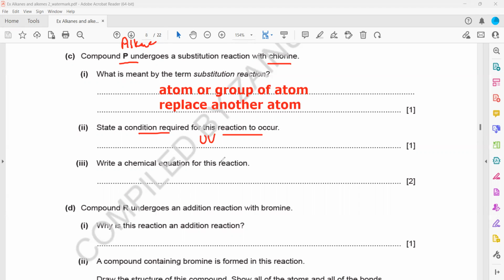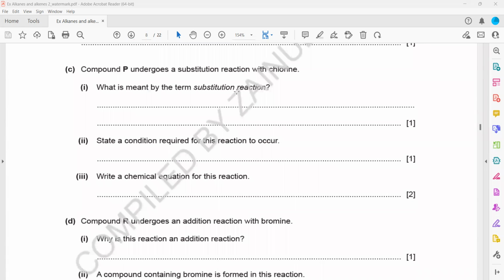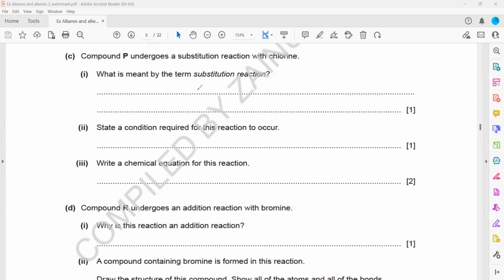Then write the equation for this reaction. Compound P contains 2 carbon atoms, so it is ethane. We have to write a chemical equation. So C2H6 plus Cl2 gives C2H5Cl plus HCl. Good. In the substitution reaction, one chlorine will enter and replace a hydrogen, so it will form C2H5Cl plus HCl.